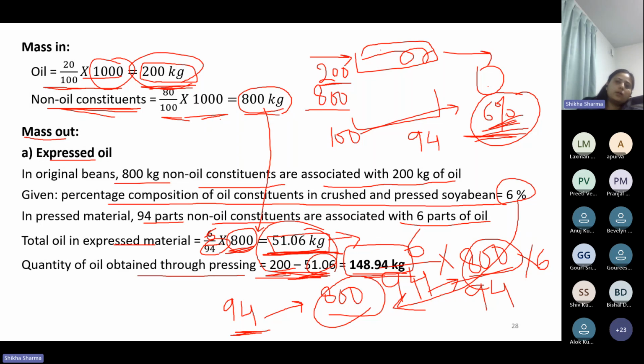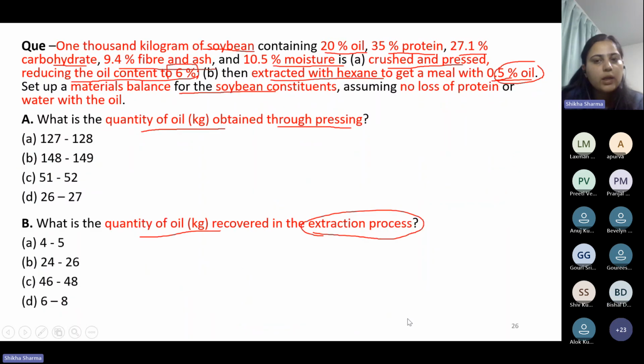Now is it clear? Yes, ma'am. Okay, the person who was having doubts, is it clear? Yes, ma'am. Okay, so next we are moving to the second part.